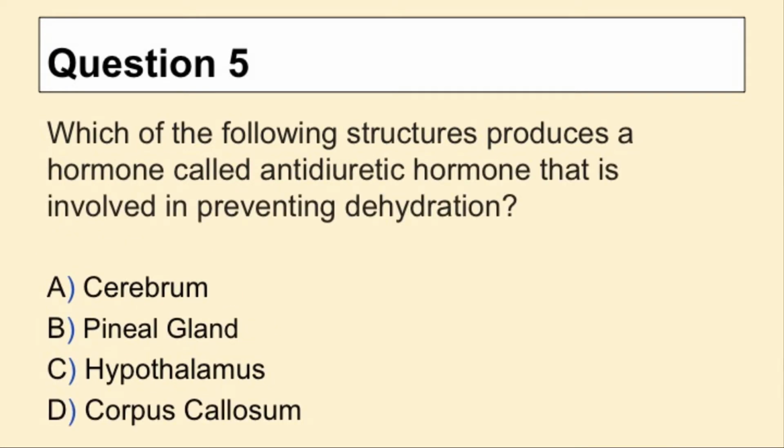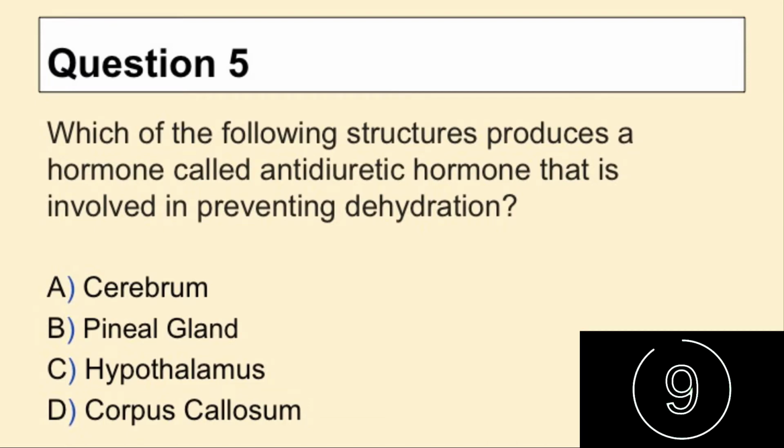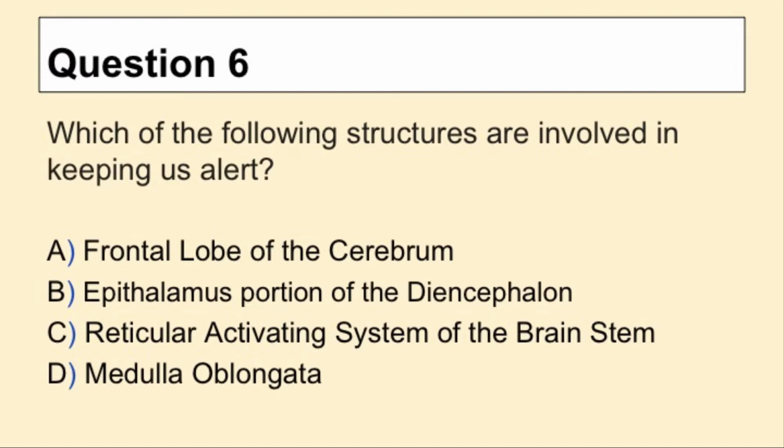Question 5. Which of the following structures produces a hormone called antidiuretic hormone that is involved in preventing dehydration? Question 6. Which of the following structures are involved in keeping us alert?